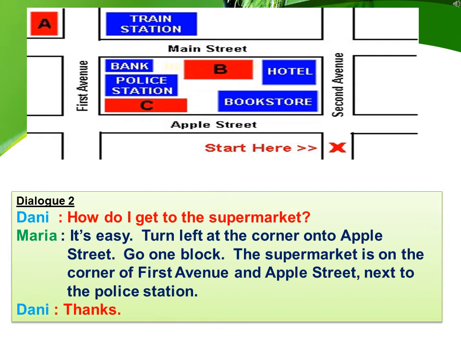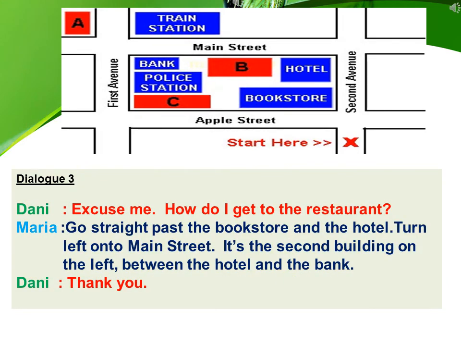Danny: Thanks. Okay, here is another example. It's always between the same people, Danny and Maria, but this time Danny is looking for the restaurant. So his place is start here, X, مكان الانطلاق.